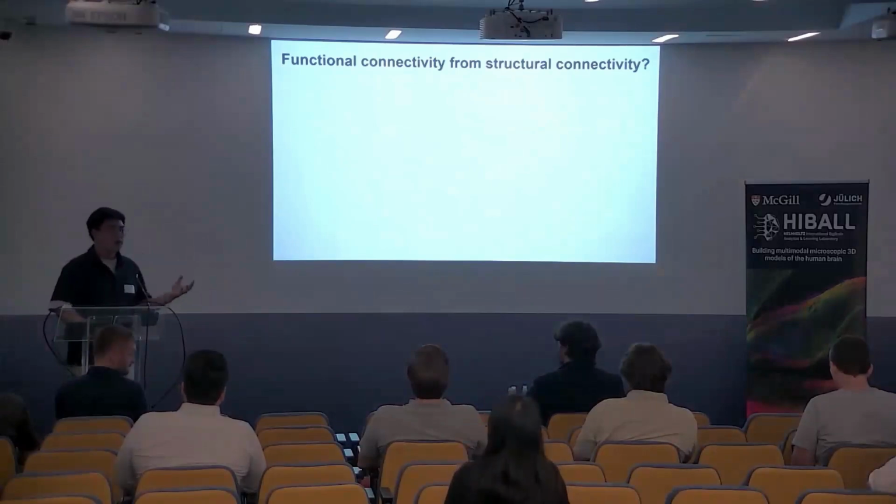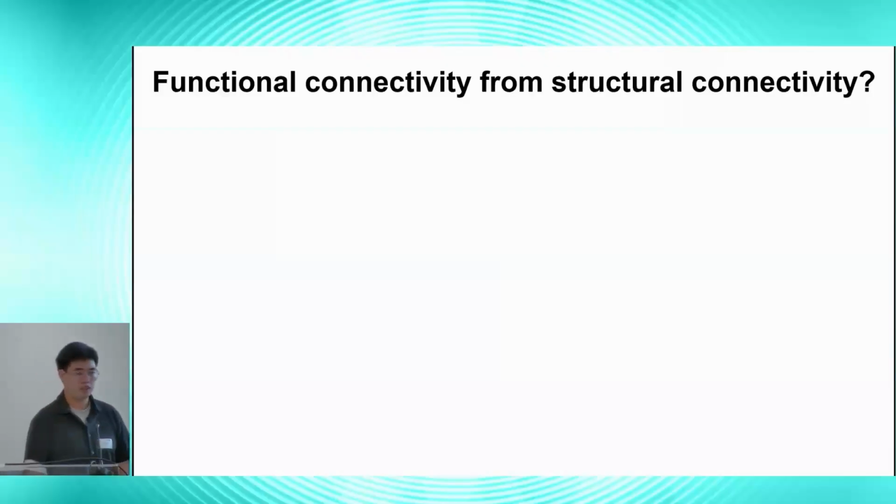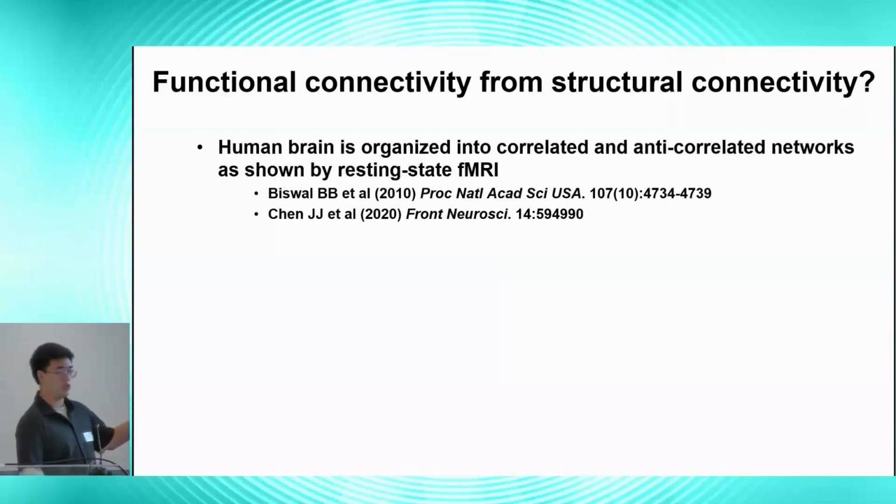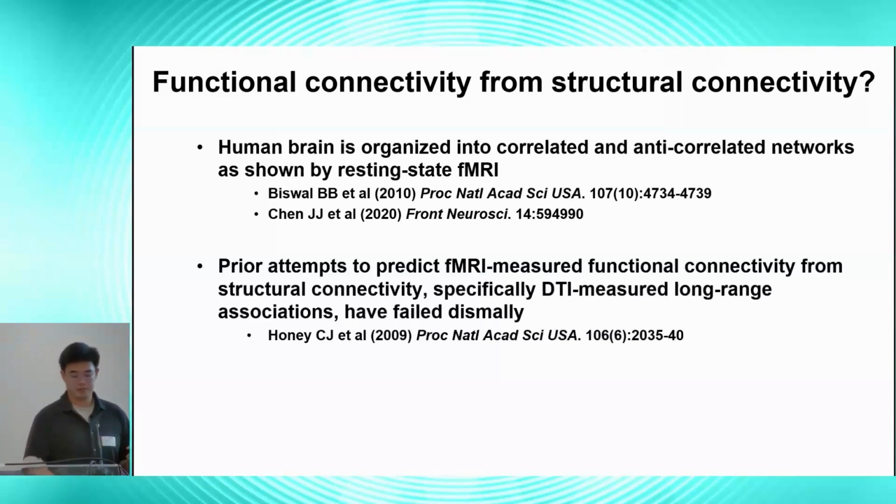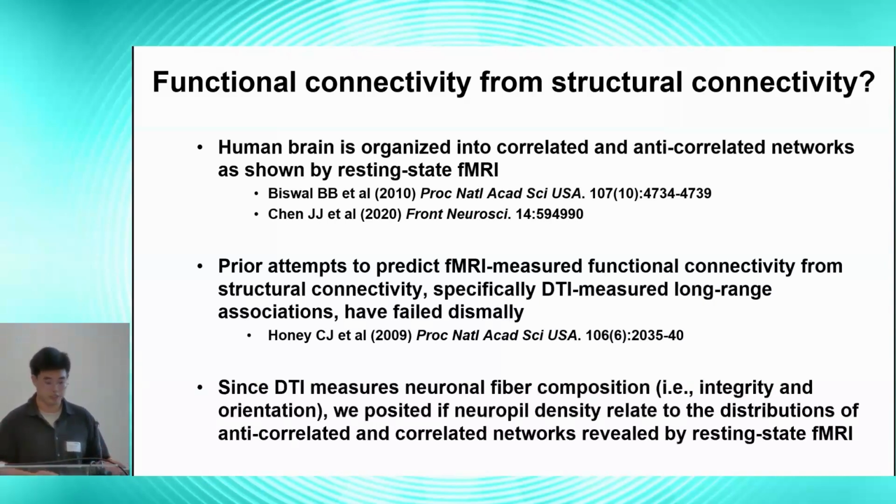So, can we get functional connectivity from structural connectivity? The human brain is organized into correlated and anti-correlated networks, and this has been shown in previous fMRI studies. However, prior attempts by other groups to get these functional networks from structural connections have failed. Specifically, they used DTI-measured long-range associations, and they were unable to recreate these fMRI functional connections.